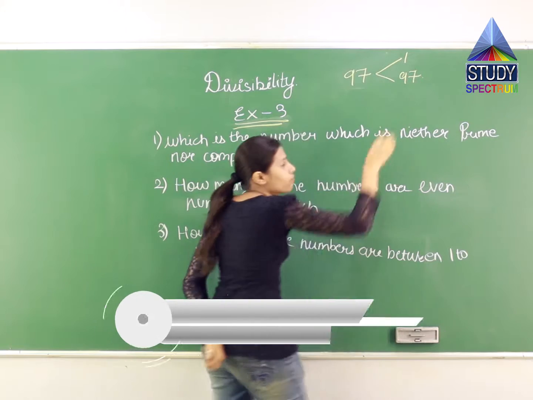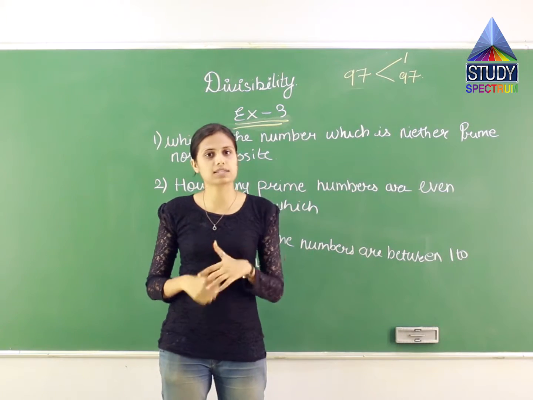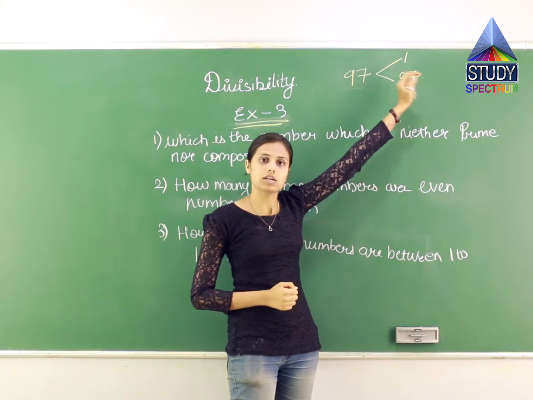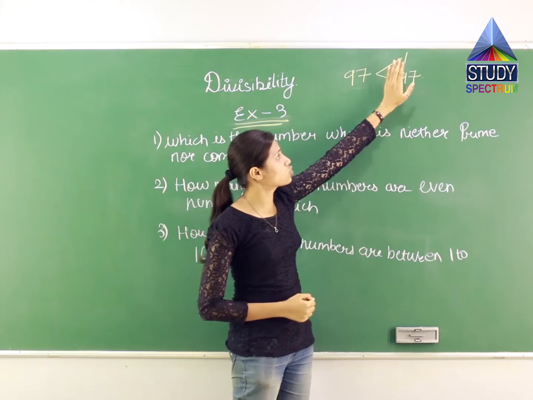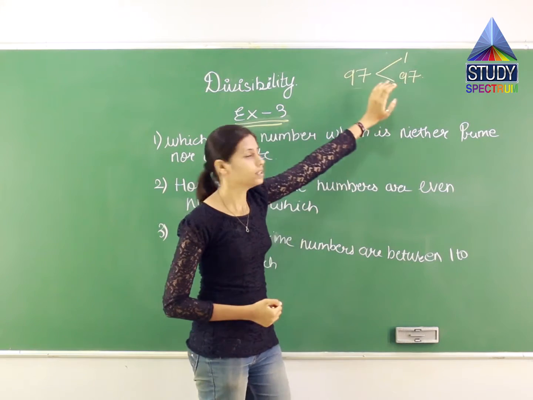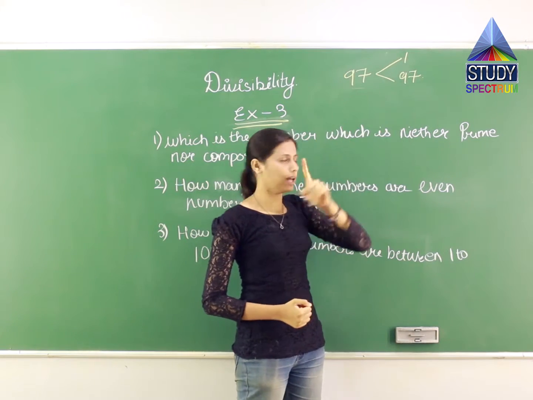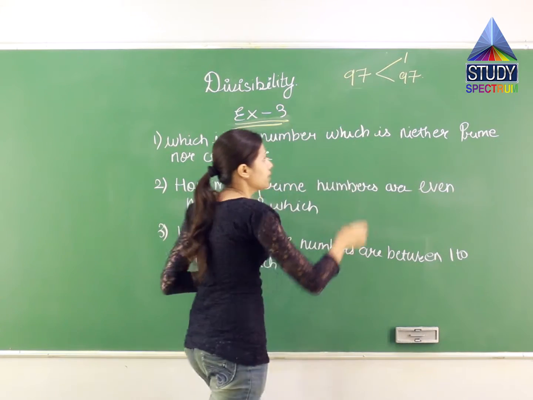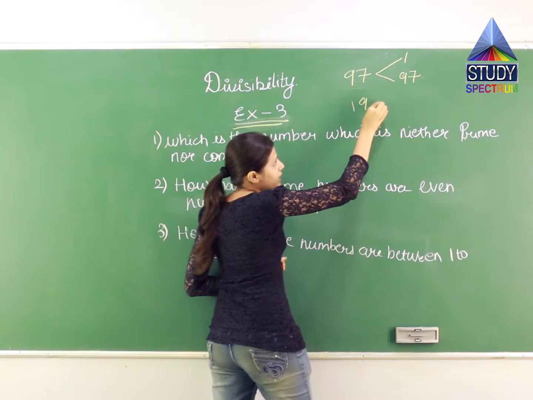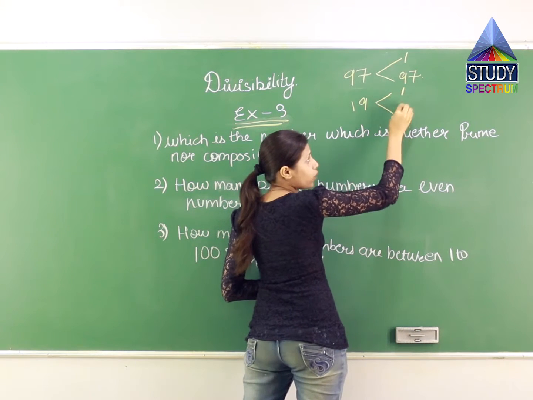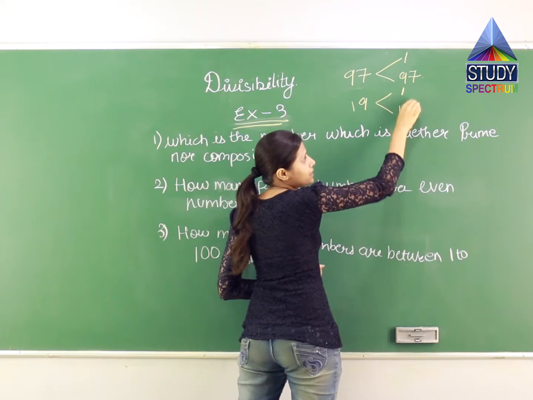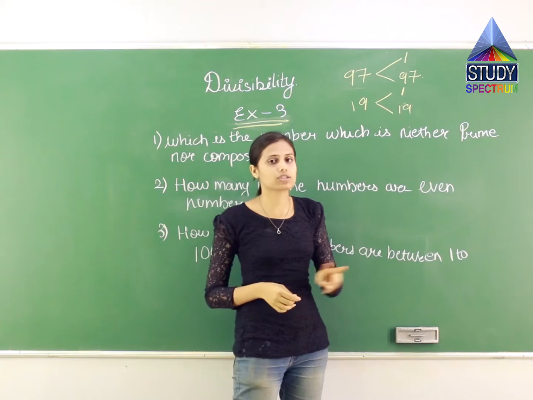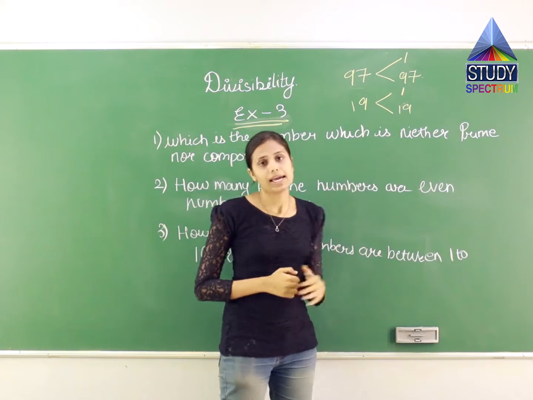itself. We have learned what is a divisor in exercise number 2. So a number which has only two divisors is known as a prime number, and these two divisors are also specified. That should be 1 and 97 itself. If 97, then 97. If suppose any other prime number, which is 19, 19 also has only two divisors, 1 and 19 itself. So these are known as prime numbers, which have only two divisors, 1 and the number itself.